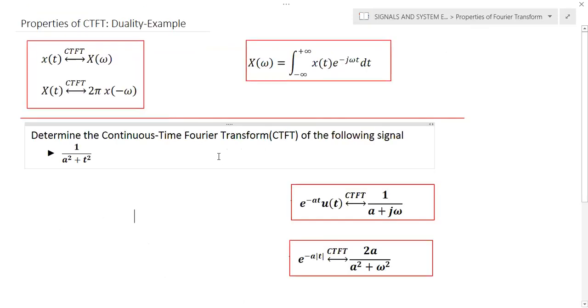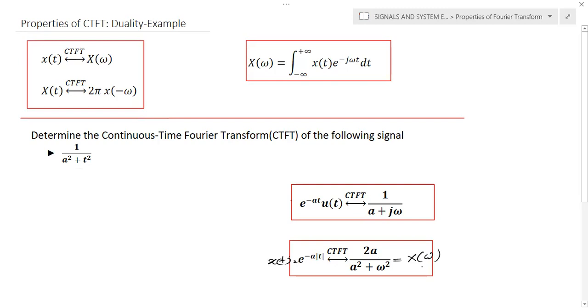Now we'll discuss another question. Here we need to find the continuous time Fourier transform of the signal 1 by a square plus t square. Again, here we will apply the duality theorem to solve this particular problem. We will also compare with the standard equation, that is e raised to minus a modulus of t. And the Fourier transform of the signal, assume that this is x of t, e raised to minus a modulus of t, and the continuous time Fourier transform is 2a by a square plus omega square. And assume that this is x of omega.